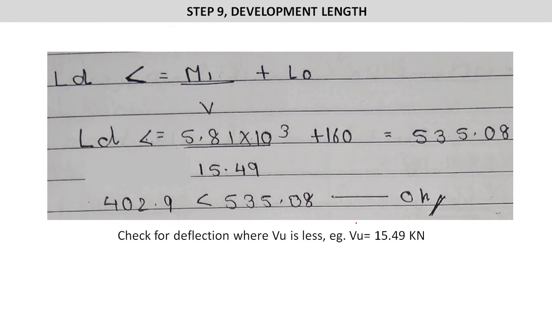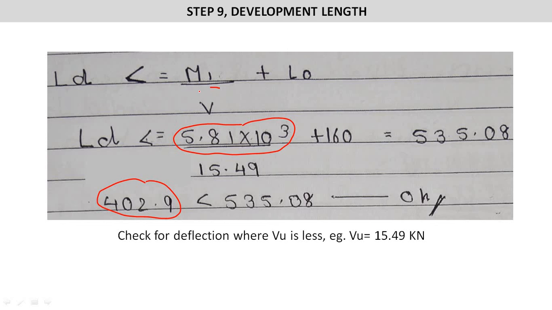So let us place the values in this equation. The value of LD is 402.9 as per the calculation, which is less than or equal to M1 upon V plus L0. So we will find the value of M1 as 5.18 into 10 raised to 6 upon V.